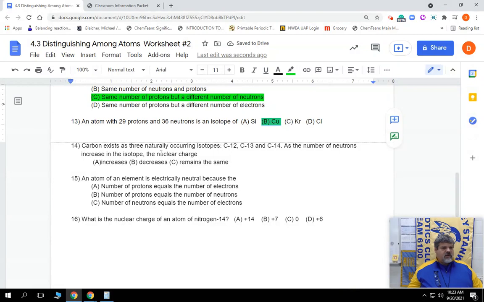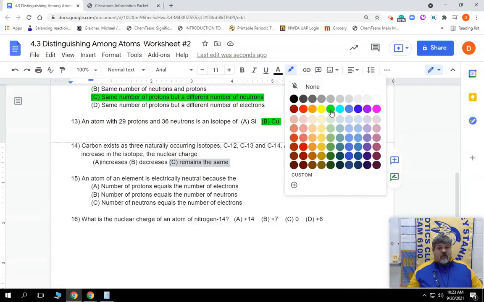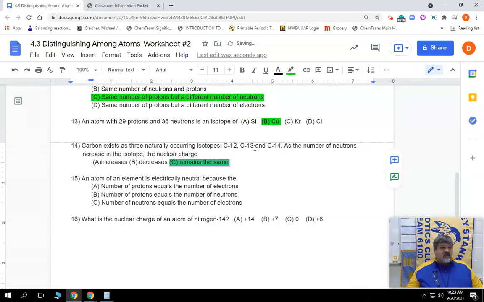Carbon exists as 3 naturally occurring isotopes, carbon 12, carbon 13, and carbon 14. As the number of neutrons increases in the isotope, the nuclear charge does what? Well, remember, we're adding neutrons, not protons, so the nuclear charge remains the same. Doesn't matter how many more neutrons we add, because neutrons have a 0 charge, so it remains the same. 15.